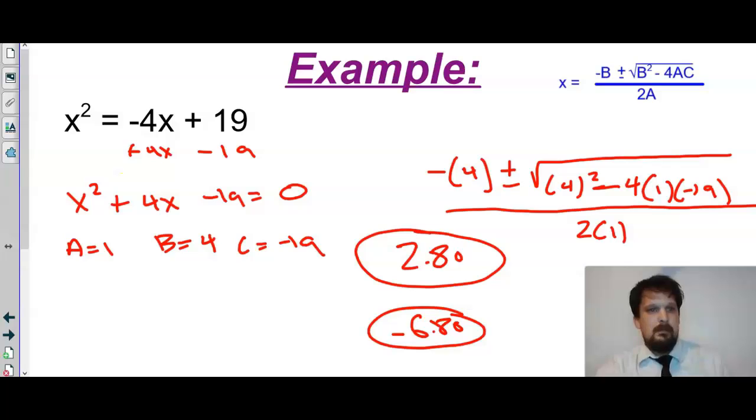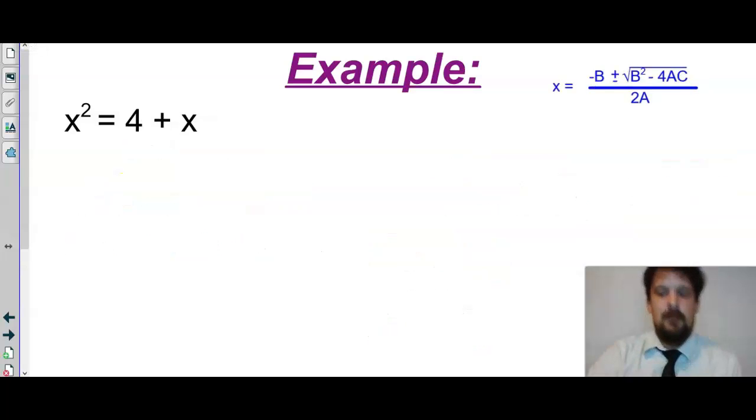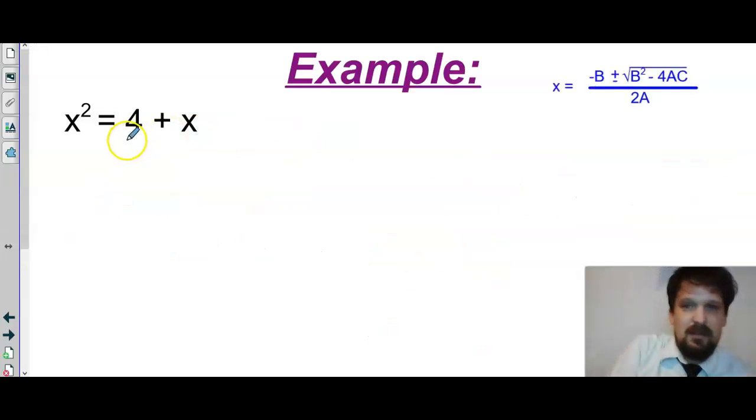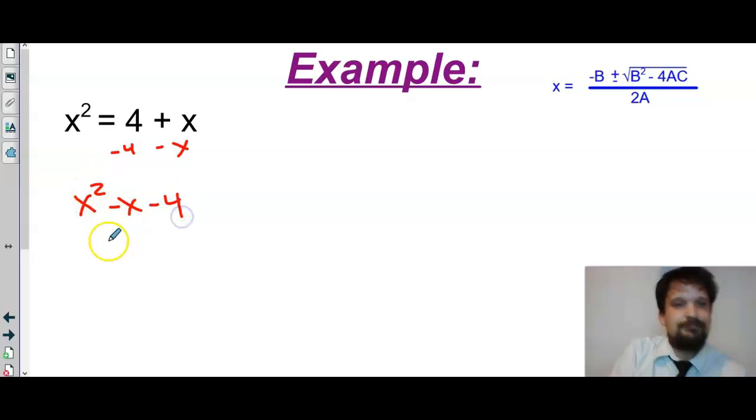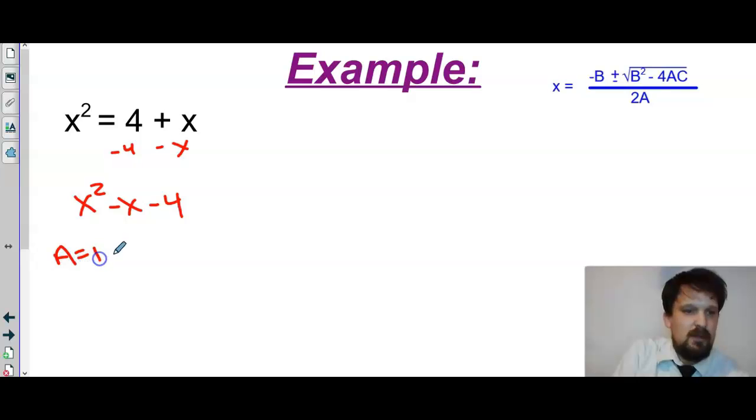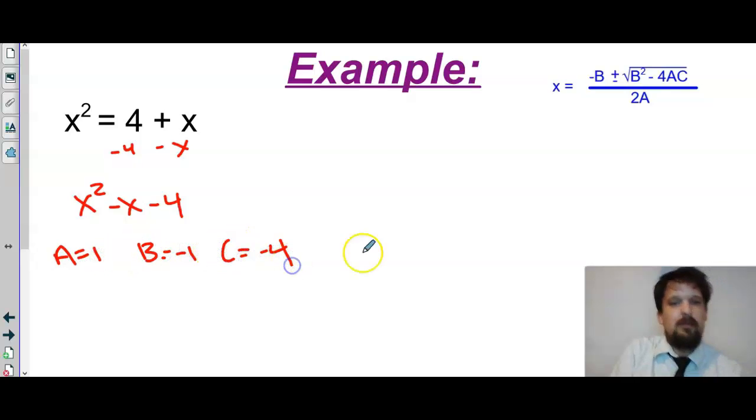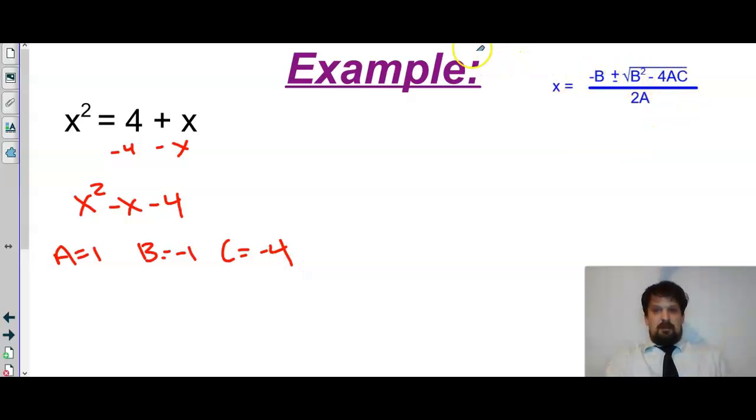Okay, all right, let's try another one. I am not in standard form, so I'm going to minus my 4 and minus my x, and I get x squared minus x minus 4, and I get a equals 1, b equals negative 1, and c equals negative 4. So let's go ahead and plug that in over here.